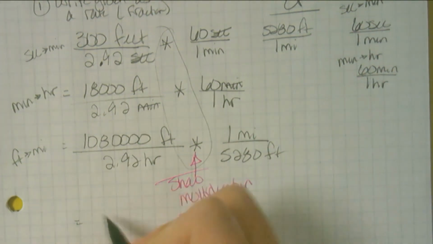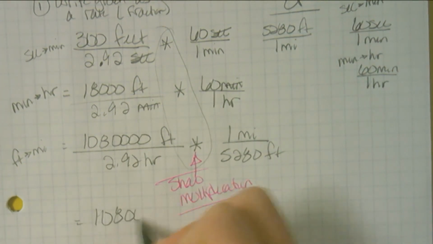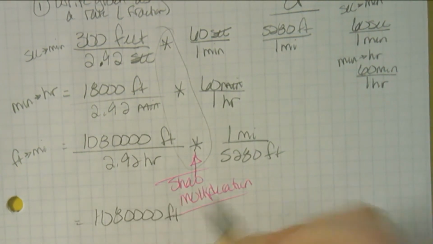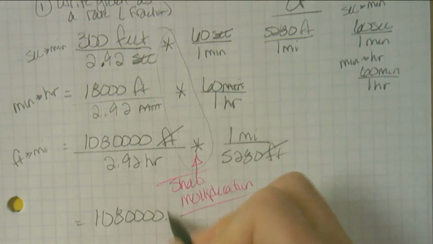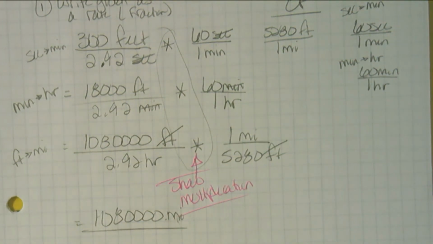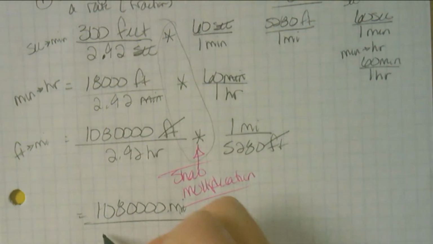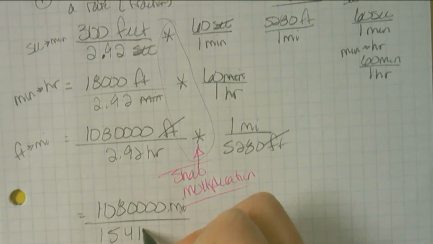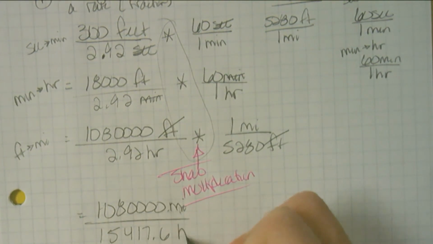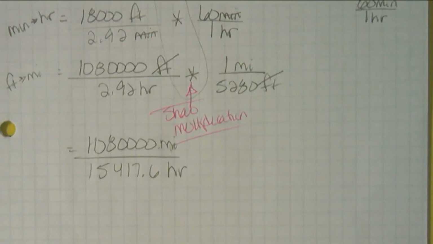So now I have that obnoxiously long number in the numerator. Feet. Nope, my feet go away. My feet divide out, so I'm left with miles in my numerator. And then I have 5,280 times 2.92. And I end up with 15,417.6 hours in my denominator. How many of you guys got that? Now what?